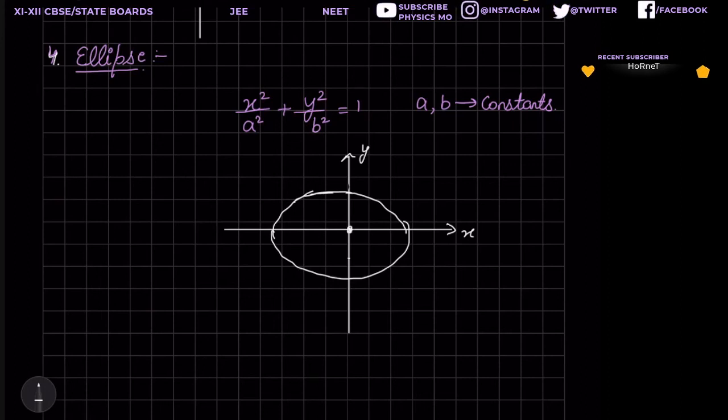So this will be the point where y is 0, that means it is a comma 0, this is minus a comma 0, this is 0 comma b, this is 0 comma minus b. So if you get such an equation, consider that as an ellipse.